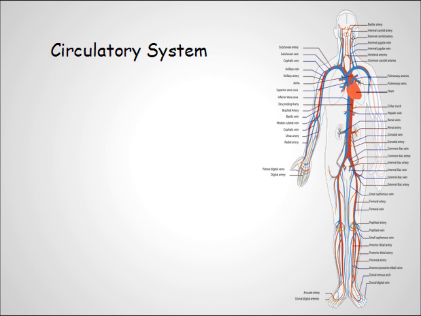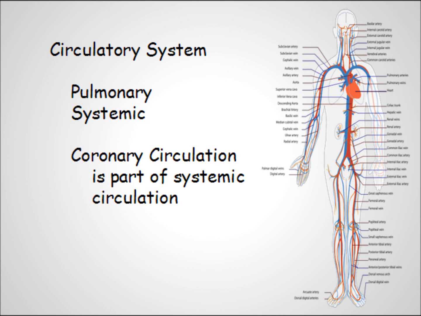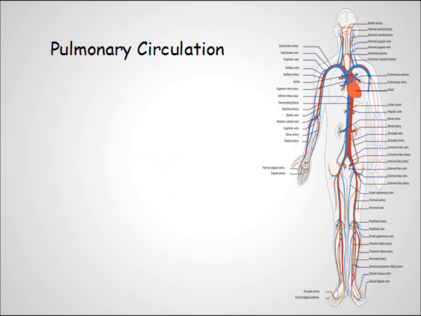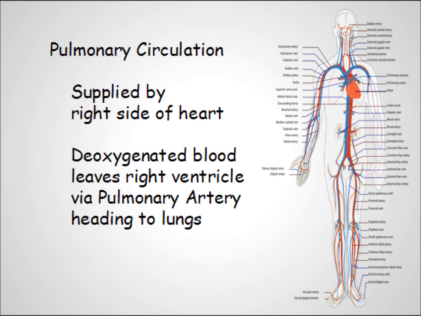Before we do that, though, we're going to divide the circulatory system into two separate systems: the pulmonary circulatory system and the systemic circulatory system. The coronary circulation comes off of the systemic system. In the pulmonary system, which is controlled by the right side of the heart, deoxygenated blood leaves the heart via the pulmonary arteries and is sent to the lungs.